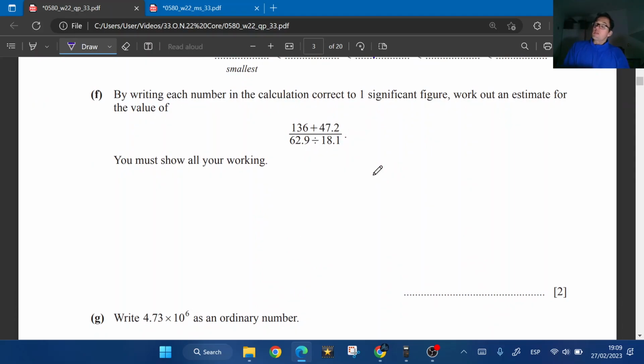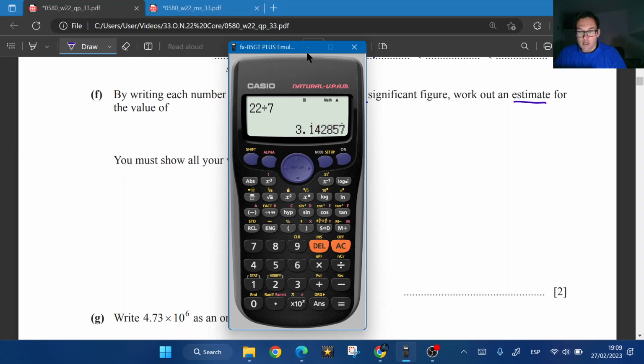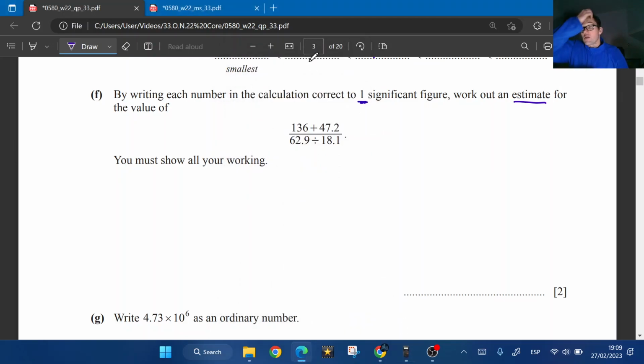Okay, read this question carefully, because people don't read it carefully. By writing each number in the calculation correct to one significant figure, work out an estimate. You don't know how many students pick up the calculator and type it in and write the answer. It's like they don't read the question. You must show your working.